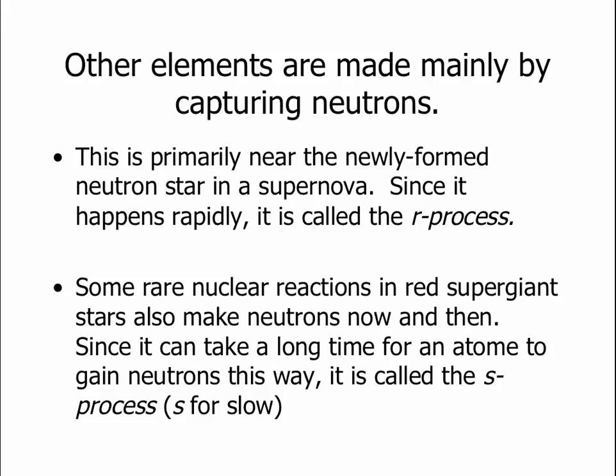And then in red supergiant stars, there are a handful of very rare nuclear reactions. They rarely happen. And so an atom that's there will get a neutron now and then. And this way of making elements is called the S process because it's slow. You may get one neutron a decade or one a century. These two processes, the R process and the S process, make almost all the other elements in the periodic table. So this means that you are made of stardust. Everything in you that is not hydrogen, helium, or lithium, which frankly is most of you, came from supernova explosions.